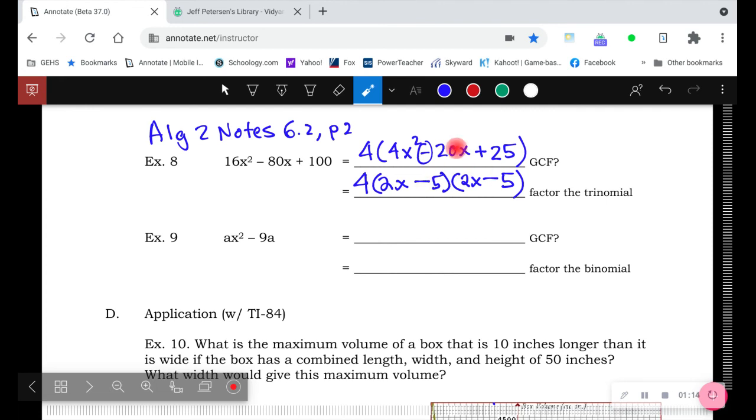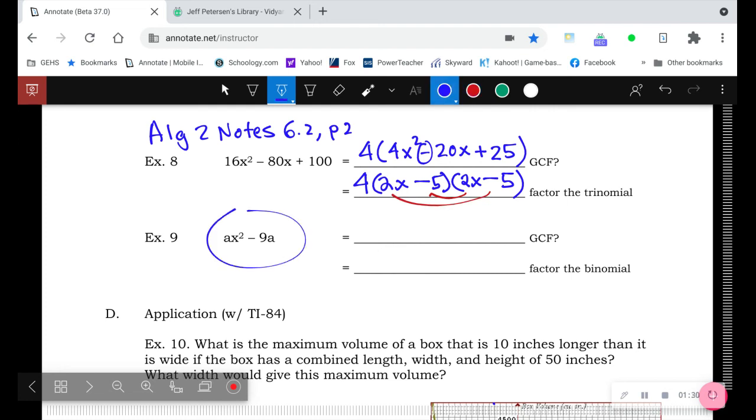What we're checking really is the middle term. And when you do the middle term here, you get negative 10x there and another negative 10x there, which indeed gives negative 20x. So that one's done.